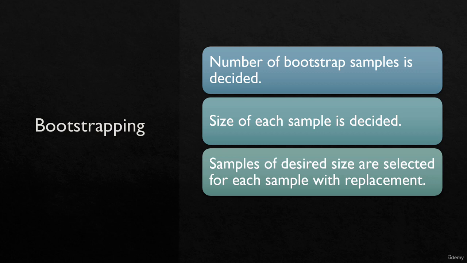So the steps that we follow is, first we'll decide the number of bootstrap samples, and then we will also decide on the size of each sample. Then we are going to extract the samples of desired size, and for each sample we are going to select the samples with replacement.